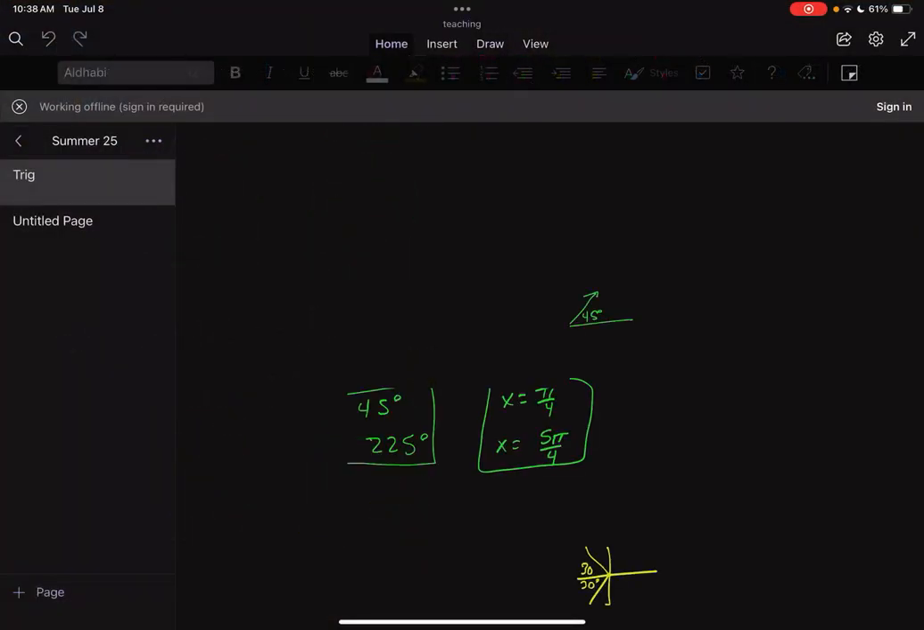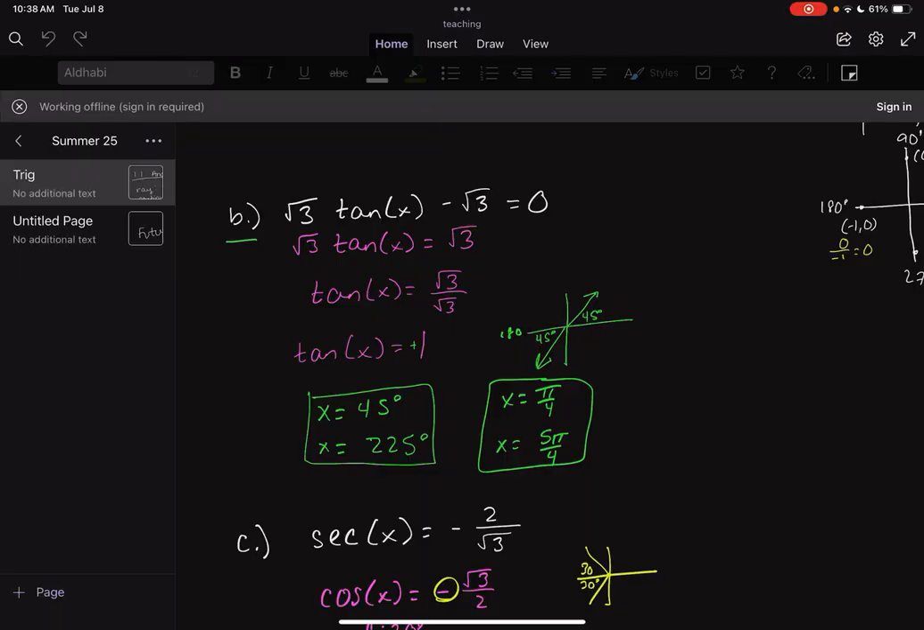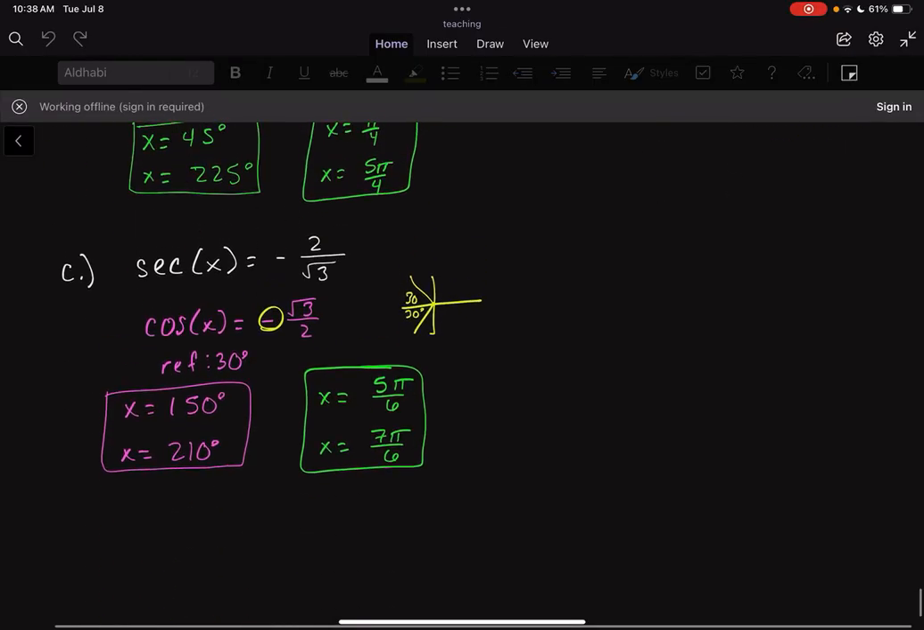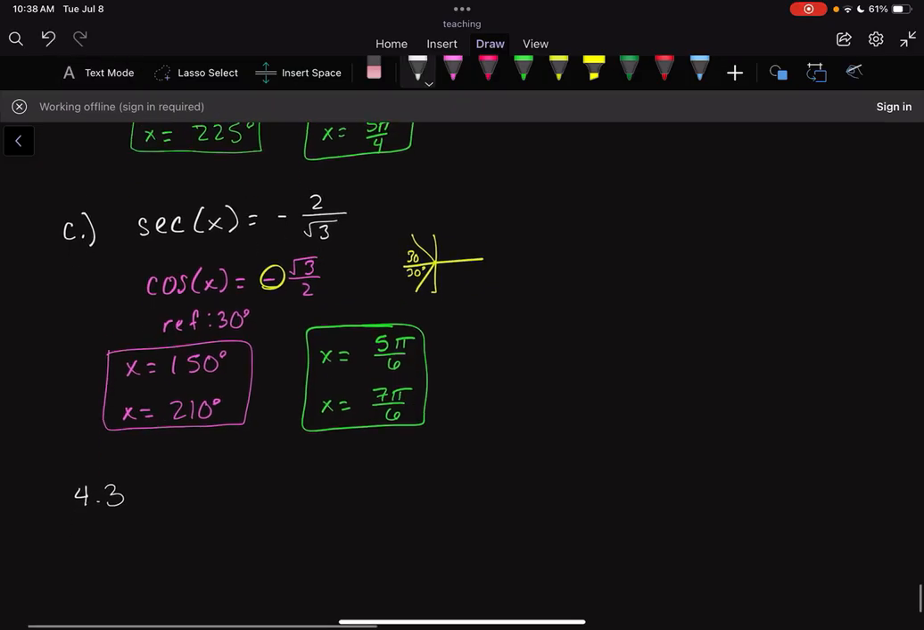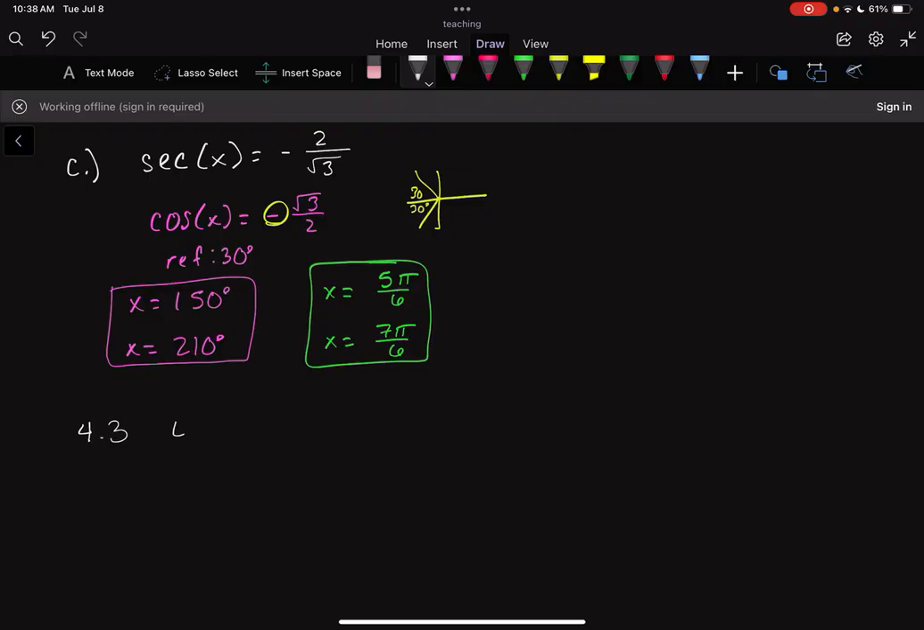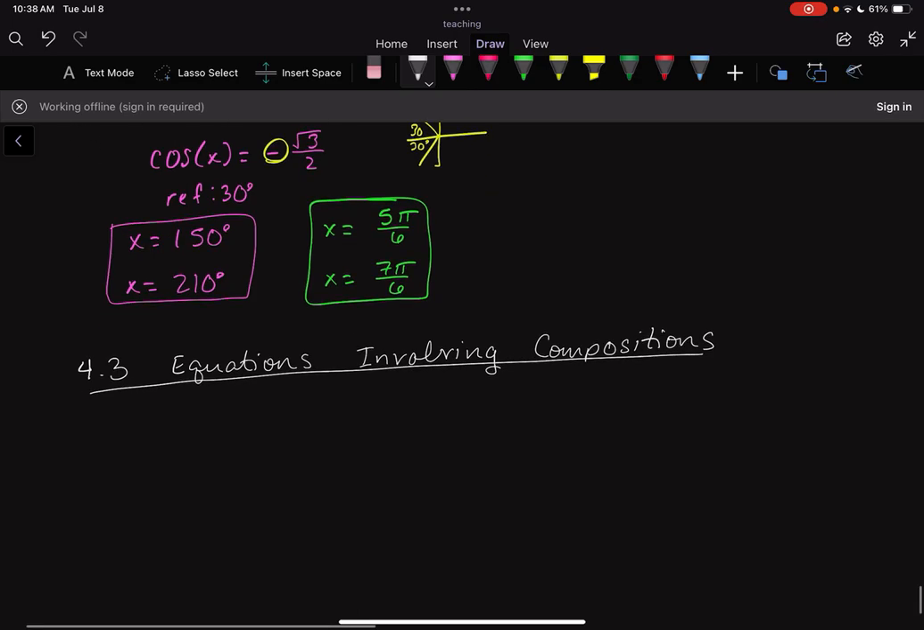This one is 4.3. 4.3 is more equations, but this one is equations involving compositions. And so of course I'll explain what that means.